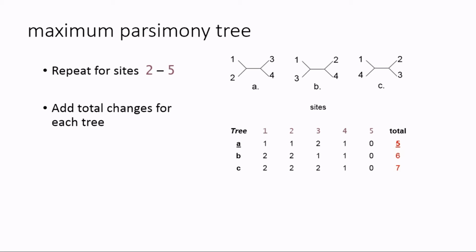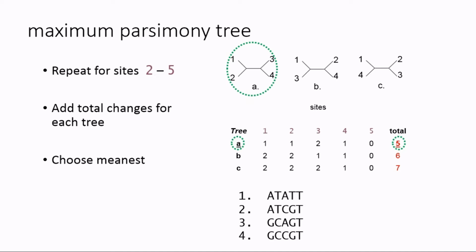And you can see that of those 3 trees, tree A wins because it has the lowest number of mutational changes that you need to make it. So tree A wins, and that has that topology. So for these 4 sequences, the tree which best explains the data using the method of maximum parsimony is tree A. And so we can display these 4 sequences on a tree like that. And that's really helpful.